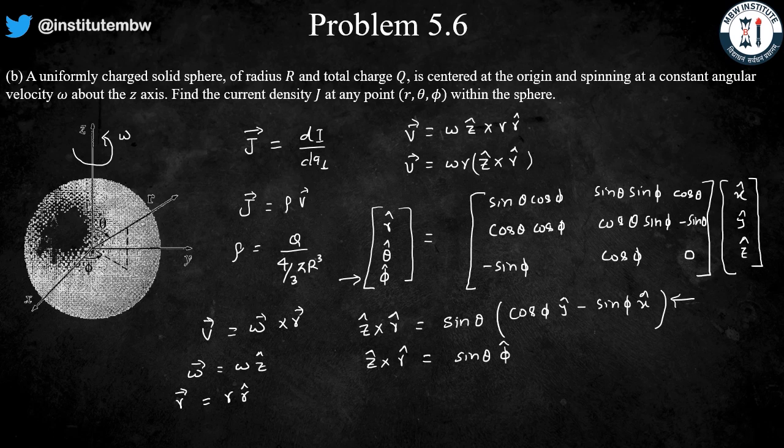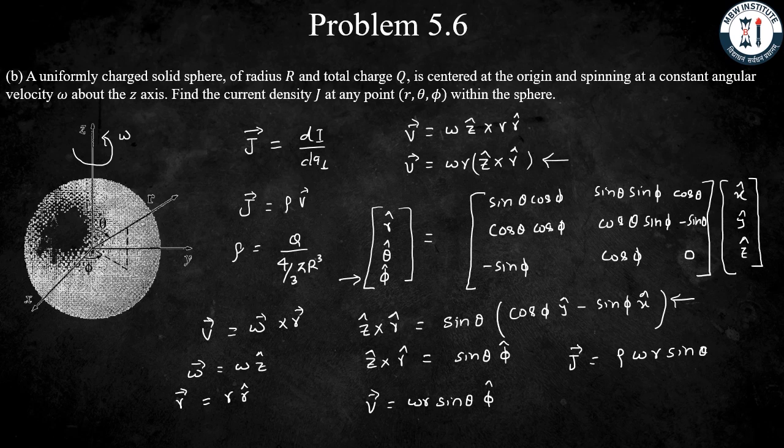So if we plug this value in this equation, then v vector is equal to omega r sin theta phi cap. So our current density will be rho, and we know the value of rho, times omega r sin theta phi cap, and that is our answer. We found the current density in terms of r, theta, phi.